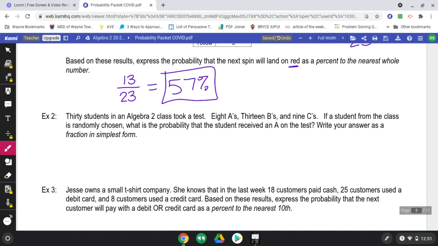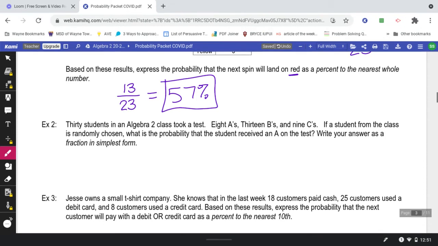Example 2. 30 students in an Algebra 2 class took a test. There were 8 A's, 13 B's, and 9 C's. If a student from the class is randomly chosen, what's the probability that the student received an A? All right, let's look for our total. Notice they already told you that that was 30 students. So when you add up those three numbers, the A's, the B's, and the C's, you get a total of 30. So people did really well on that test.